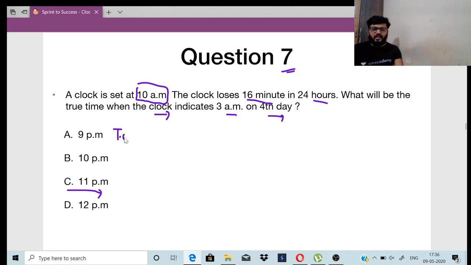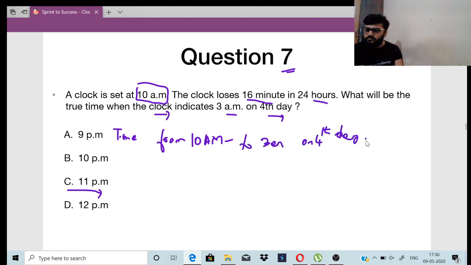So first find out the time from 10 a.m. to 3 a.m. on the fourth day, right? Can you explain the sixth question one more time? Sure, Raji. I'll explain the sixth question one more time. We will solve three more, and I'll explain the third one, okay?